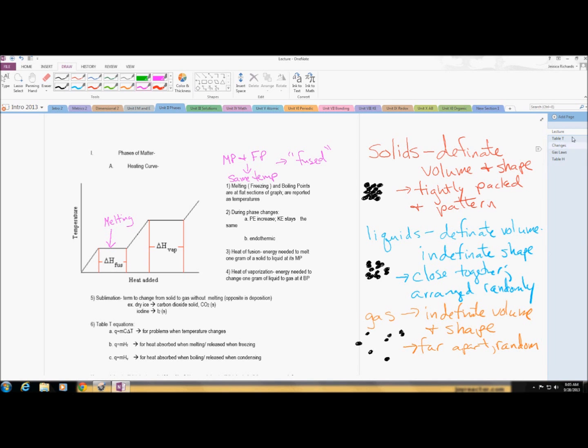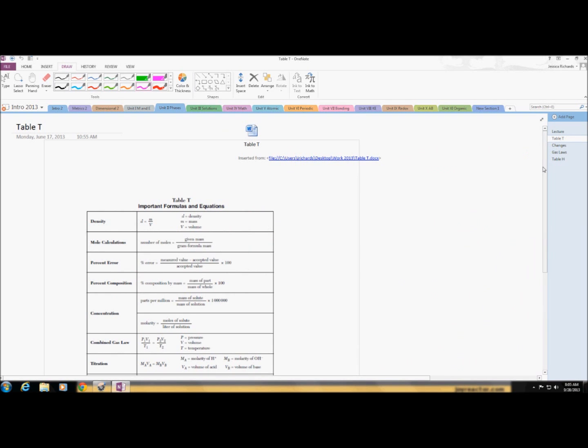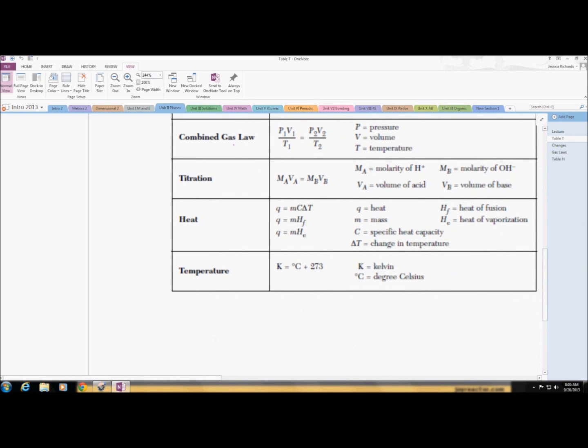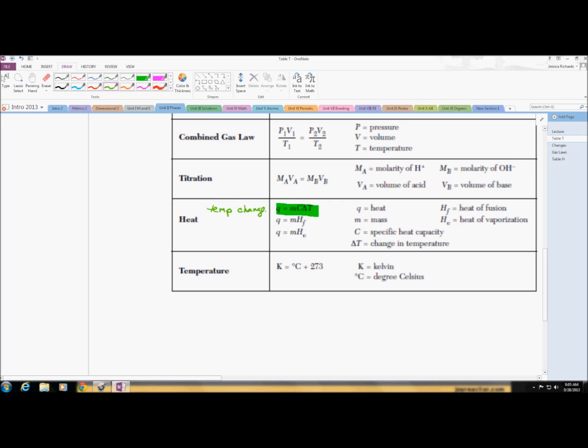So take a second and grab your reference tables and go to the back side. Go to Table T. And we're going to look at the equations for heat. So far, we used this equation, Q equals mc delta T, and that was used when the temperature changes. So if we're heating a substance and the temperature changes, we use this equation. On a phase change diagram, that's going to be the slanted parts of the graph.